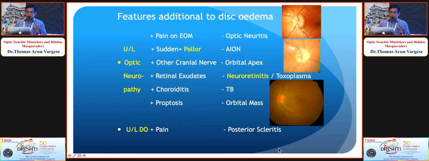I am a clinical person. I mainly look at additional features in the examination. For example, a pale optic disc indicates an AION, and additional features like a macular fan indicate neuroretinitis. If there's associated choroiditis, you're thinking TB. If there's associated proptosis, which can be very mild, you're thinking of an orbital mass. Extreme severe pain generally indicates posterior scleritis, and I'll show you examples of these.